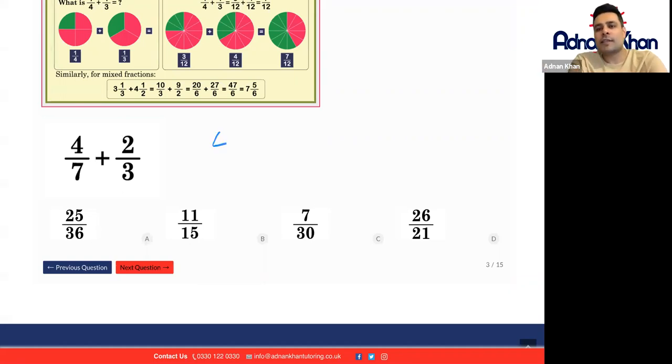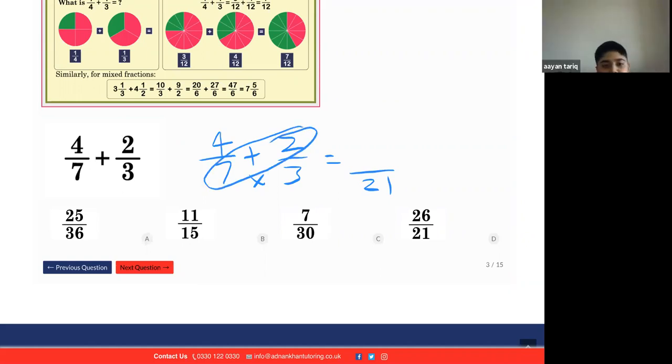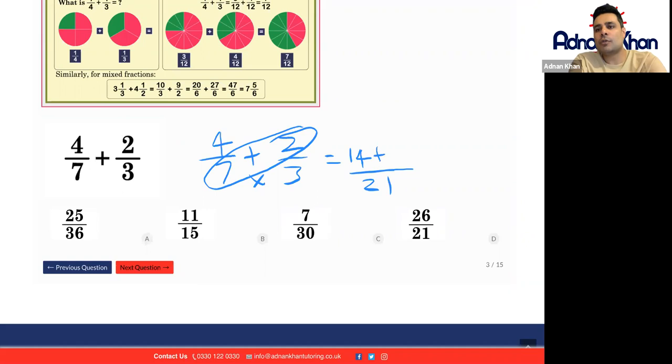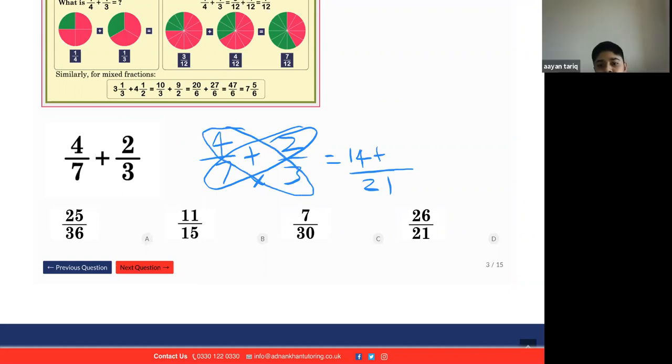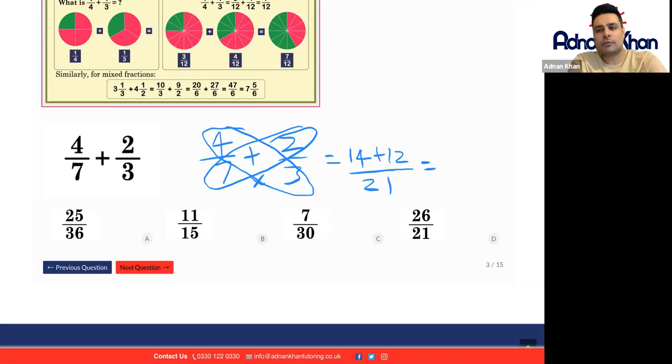So 4/7, add 2/3. So let's multiply the bottom number. 7 times 3 is 21. And now we're going to do the diagonal. So 7 times 2 is 14. 14, plus 4 times 3 is 12. 12, and then 14 add 12, 26. 26. Okay, good. And then denominator is 21.